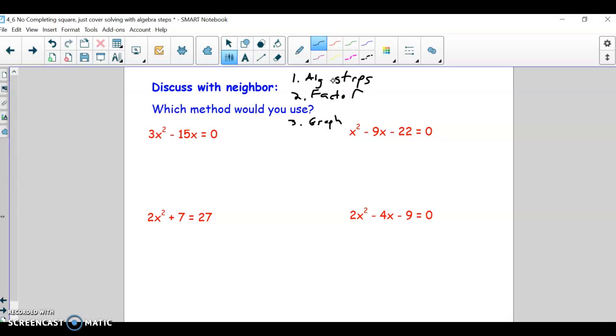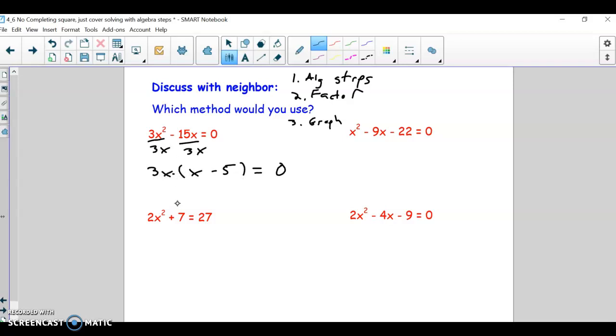So on this first one, algebra steps is out because it has x squared and x, right? But it does actually factor. I think a lot of kids forget that this is a GCF factor. So you can bring to the front a 3 times x. So if we do that, 3x, and then I'm left with x minus 5. Okay, and now I have two linear things, right? These are both x to the first, two little parts.